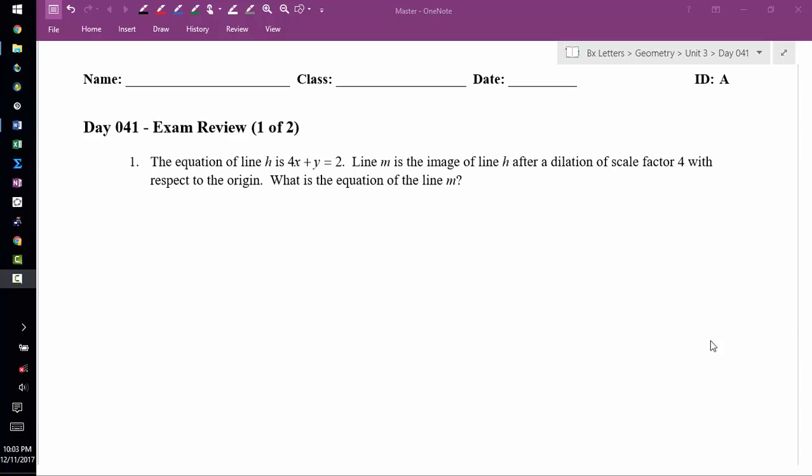Welcome to day 41, our first day of exam review. The first three questions will be about how to dilate a line about the origin.